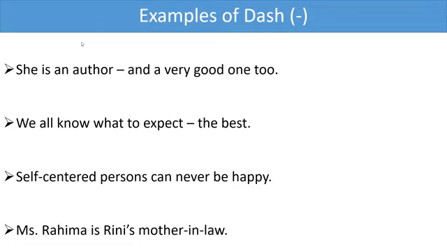In the first example, she is an author and a very good one too. This dash here works most like the comma, but the gap is a little bit longer than the comma. We all know what to expect, the best. Now come to the third one, self-centered. We used a dash between self and centered. And the last one, mother-in-law. These are the uses of dash.